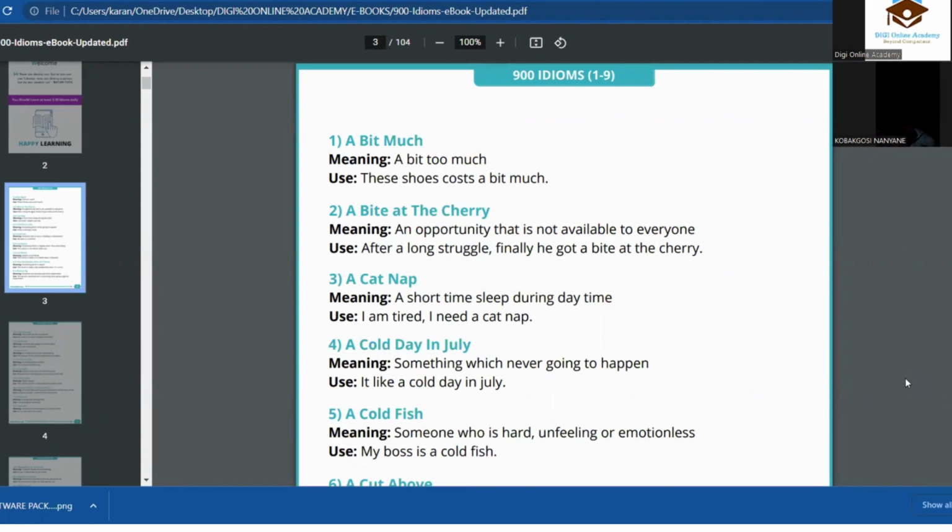Shall we start, David? Yes, we can start. Okay, the first one is a bit much. The meaning is a bit too much. And the use in sentences: these shoes cost a bit much. Now, I want you to make a sentence with this idiom, a bit much. Can you make it?